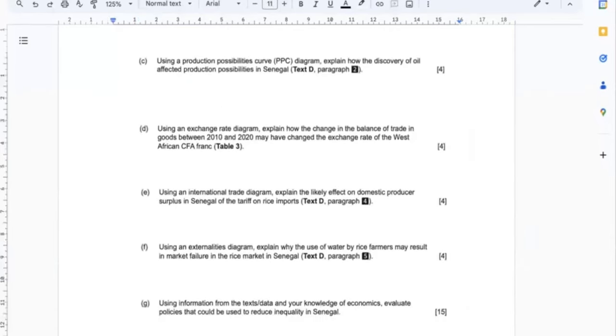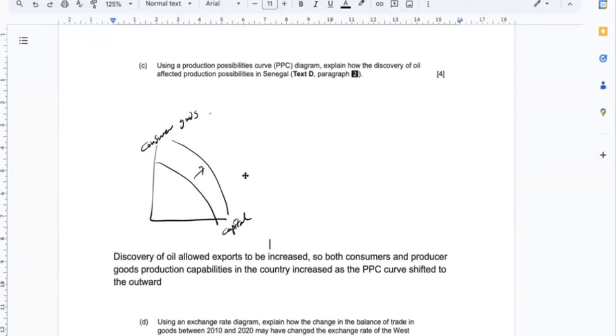Question C, using a production possibilities curve diagram, explain how the discovery of oil affected production possibilities in Senegal. As you can see from the diagram, discovery of oil allowed exports in the country to be increased. Consumer and producer goods production capabilities in the country increased as the PPC curve shifted outward.